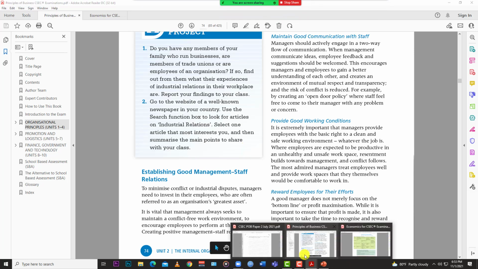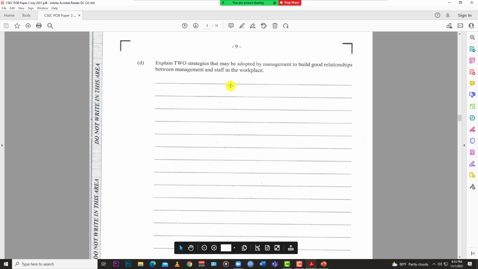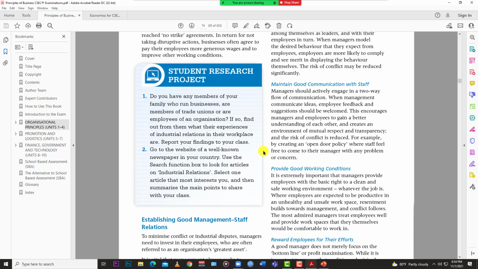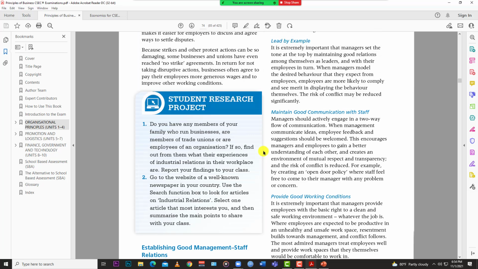So the question is asking us to explain two strategies that may be adopted by management to build good relationships between management and the staff in the workplace, or good industrial relations. And as I said before, this one should be really, really important. Communication. You have to maintain good communication with your staff. And so you avoid any conflict, any misunderstanding, any miscommunication.